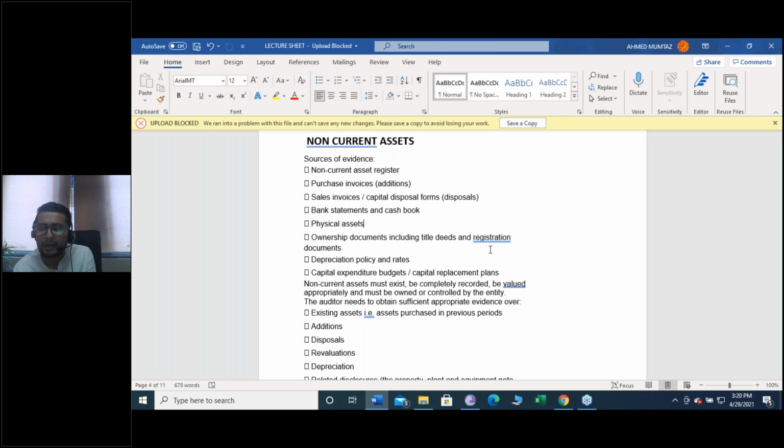rates applied by the client, the estimates regarding the useful life, and the depreciation policy, the method, are not appropriate. So maybe you would like to have a discussion with the client. Maybe you would like to get written representation from the client, the confirmation in writing from the director.